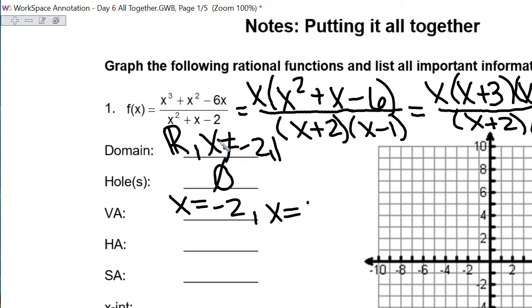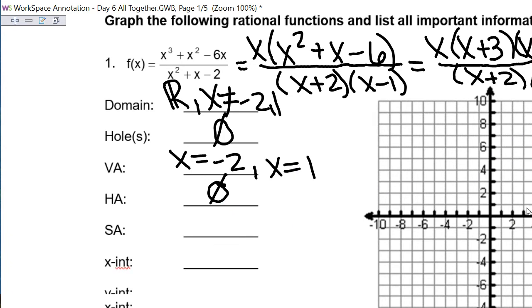For the horizontal asymptote, where's the higher degree? Top or bottom? Top. So if it's top heavy, what do we know about the horizontal asymptote? There's not one. So if there's not a horizontal asymptote, what does that tell us? There is a slant asymptote, and how do I find the slant asymptote? Divide. We need to do long division.